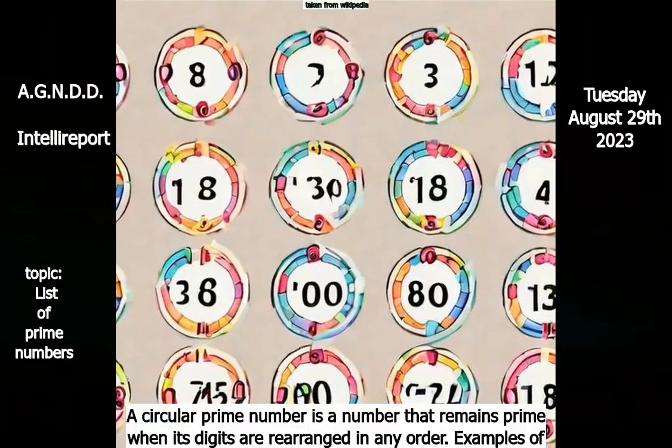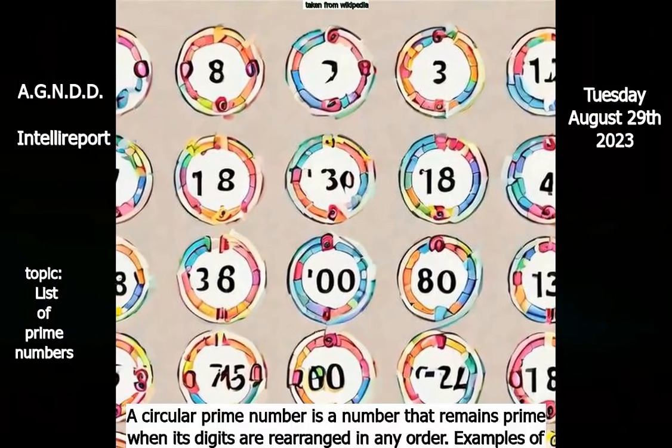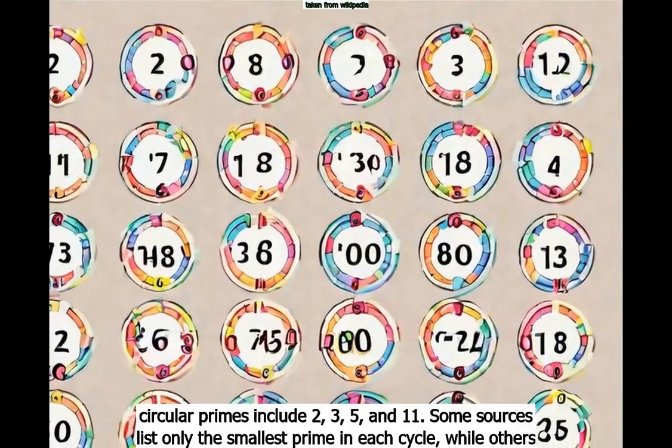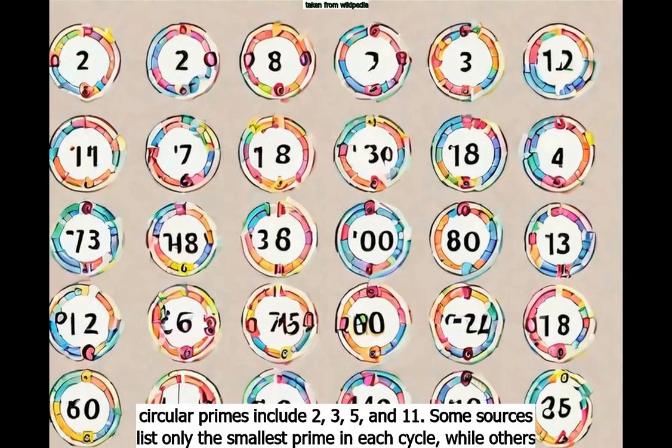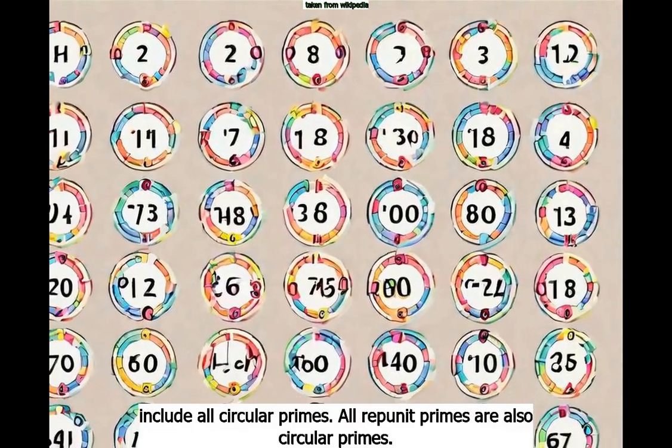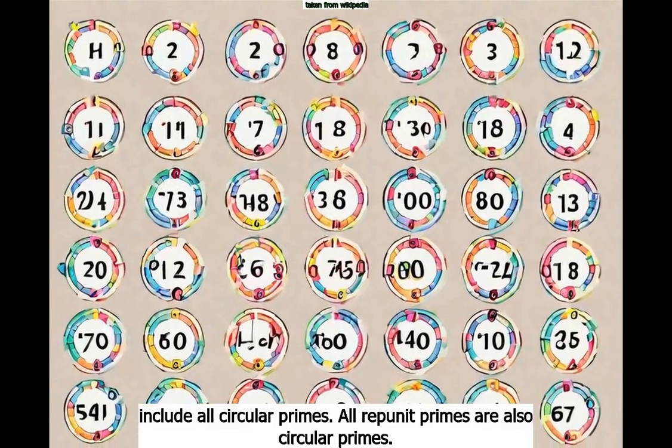A circular prime number is a number that remains prime when its digits are rearranged in any order. Examples of circular primes include 2, 3, 5, and 11. Some sources list only the smallest prime in each cycle, while others include all circular primes. All repunit primes are also circular primes.